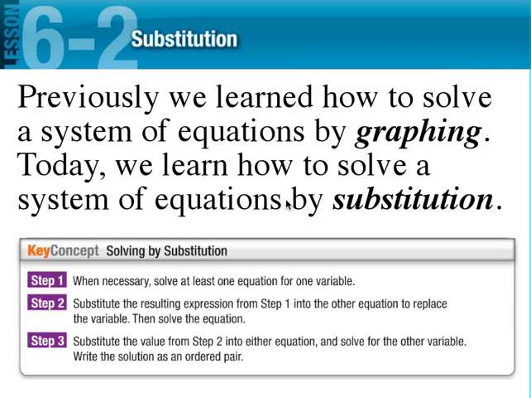So our first steps in solving by substitution. Step 1, when necessary, solve at least one equation for one variable, and we'll talk about that. Step 2, substitute the resulting expression from step 1 into the other equation to replace the variable. Then solve the equation. And then step 3, substitute the value from step 2 into either equation and solve for the other variable. Write the solution as an ordered pair. This here is key. Your answer is an ordered pair.